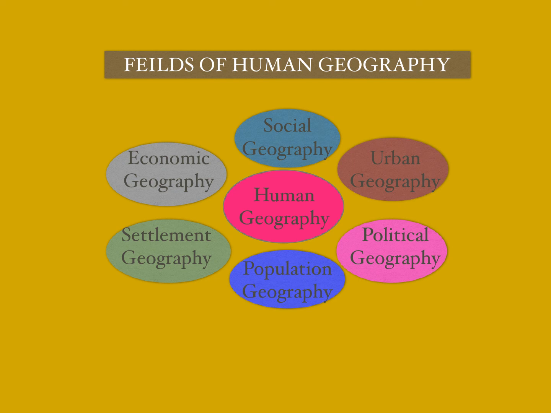In this way, we see that human geography gave birth to different subjects like social geography, urban geography, political geography, settlement geography, and economic geography. That's all in this chapter.